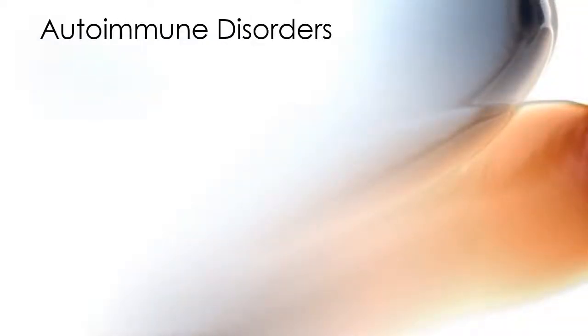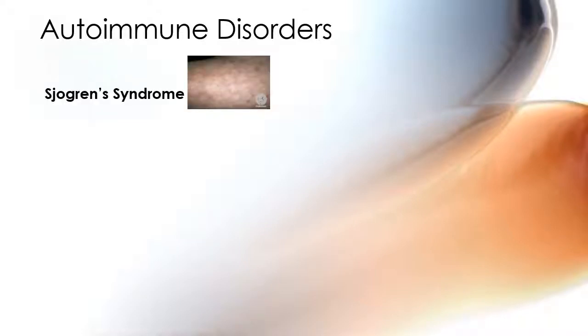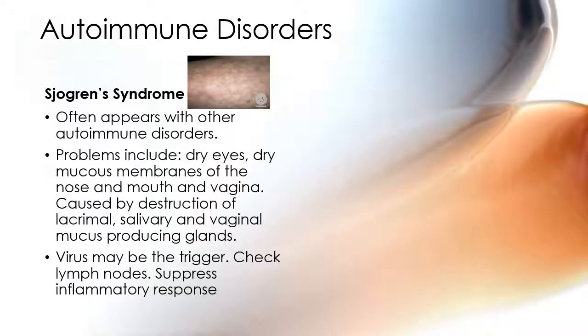Okay, so I'm going to discuss a couple of autoimmune disorders with you. We have Sjogren's syndrome. It often appears with other autoimmune disorders. Problems include dry eyes and dry mucous membranes of the nose, mouth, and vagina, caused by destruction of lacrimal and salivary and vaginal mucus producing glands. Virus may be the trigger. You want to check the lymph nodes and suppress the inflammatory response.